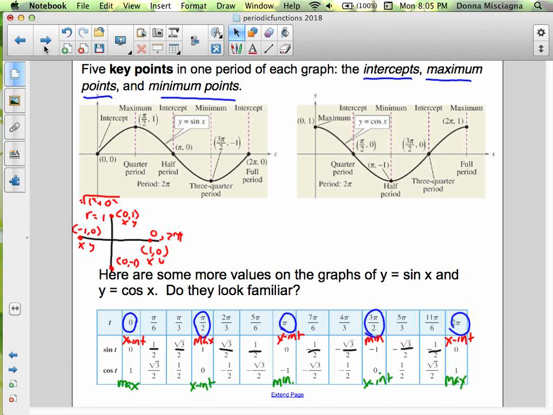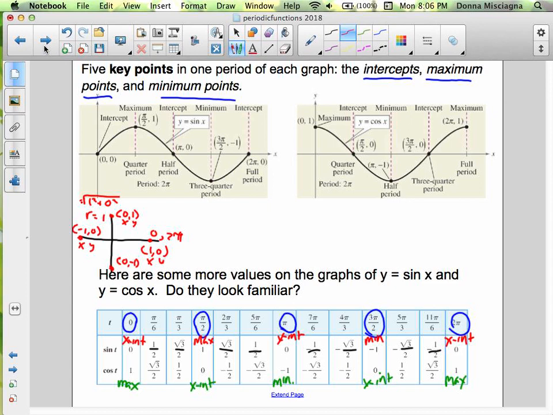So for sine, x-intercepts at (0, 0), (pi, 0), (2 pi, 0), a maximum at (pi/2, 1), and a minimum at (3 pi/2, -1). Notice that every fourth of the way, which is very key, something important happens. We start off at (0, 0). At quarter period, 1/4 of the way, we have a maximum. Halfway, one more fourth, we have an x-intercept. One more fourth, we have a minimum. One more fourth, we're back to an x-intercept.